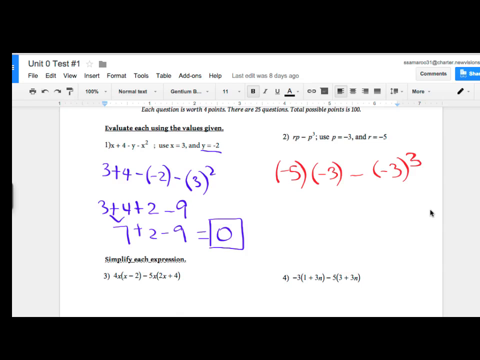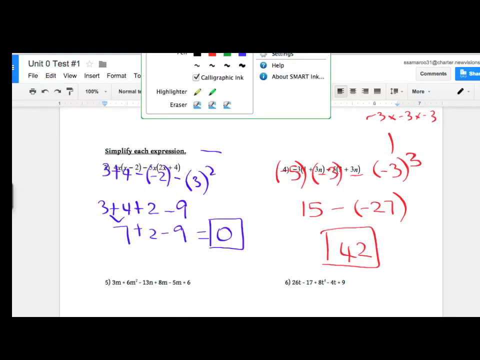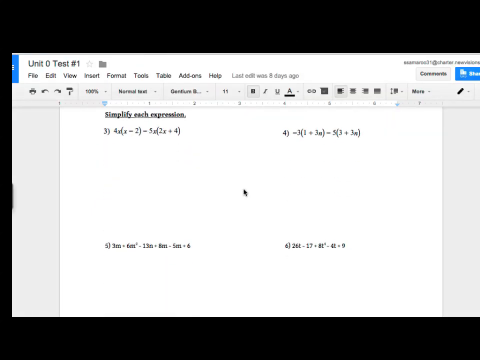So let's do our -5 times -3. This is a positive 15 minus -3 cubed. Remember, this is -3 times -3 times -3. This works out to be -27. So if you don't know what to do, keep change flip or use your calculator. You'll get 42. So moving right along.